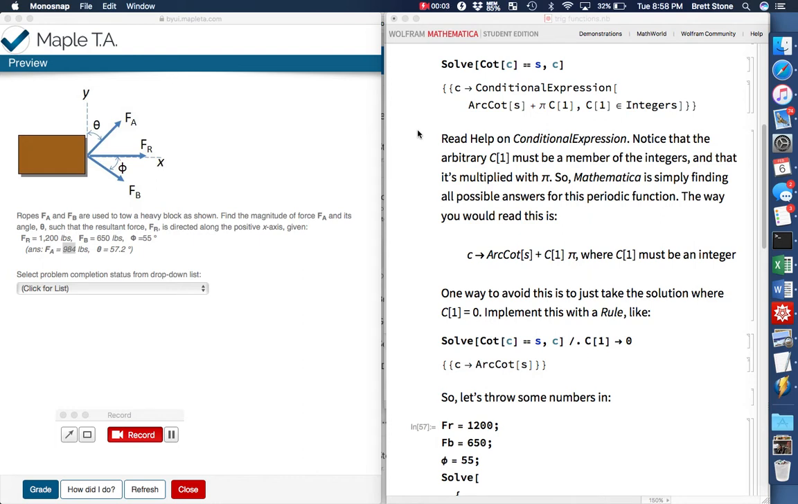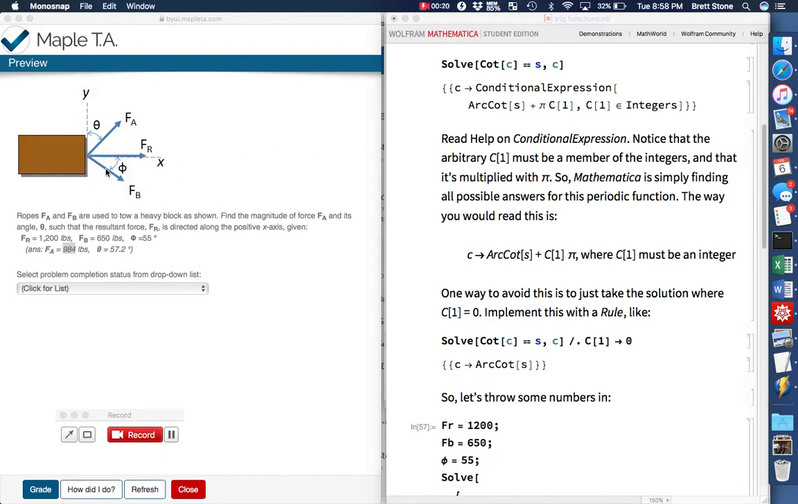Hey guys, just wanted to post a video that can hopefully help you out with homework 1 through 3, the review section that we're doing right now. It's 1 through 3.2 is the homework problem. You might recognize it just from looking over here.